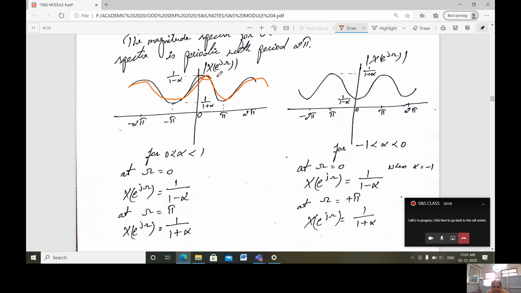At 0, you will get 1 divided by 1 minus alpha. At pi or minus pi, you will get 1 divided by 1 plus alpha. This is for alpha varying from 0 to 1.